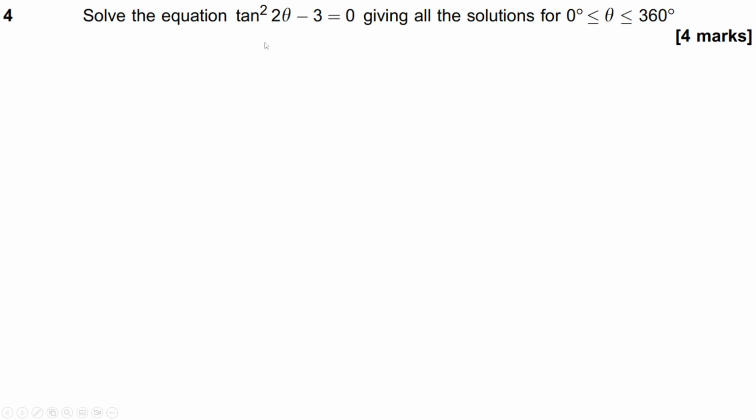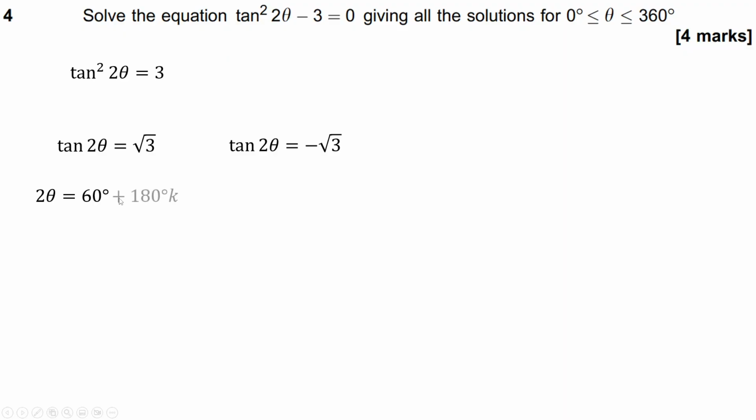Solve this given all solutions. Just bring the 3 to the other side, and then just square root both sides. But be careful, it's a plus or minus, because you have 2 solutions. So 2 theta equals 60 degrees, or 2 theta equals minus 60 degrees. What I've done here is I've added a plus 180 degrees k because that's how often it repeats. And then I've divided by 2. So careful. Make sure to put this on after before dividing.